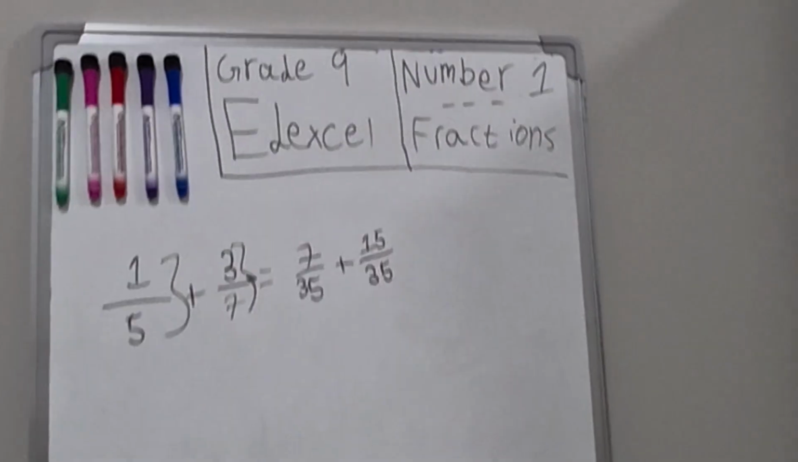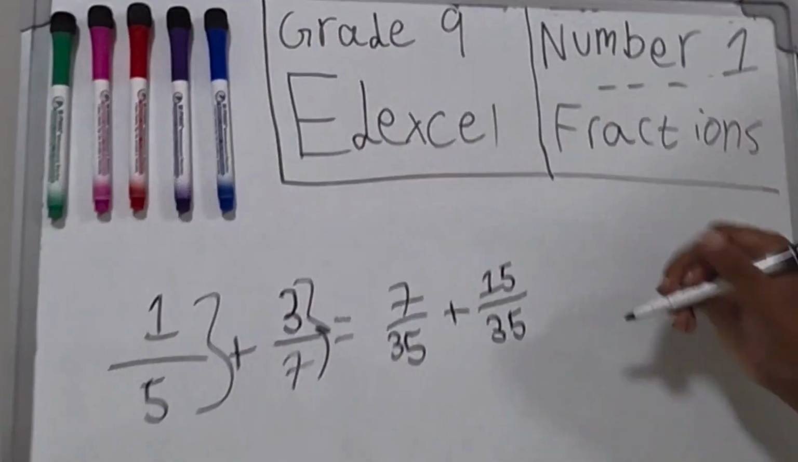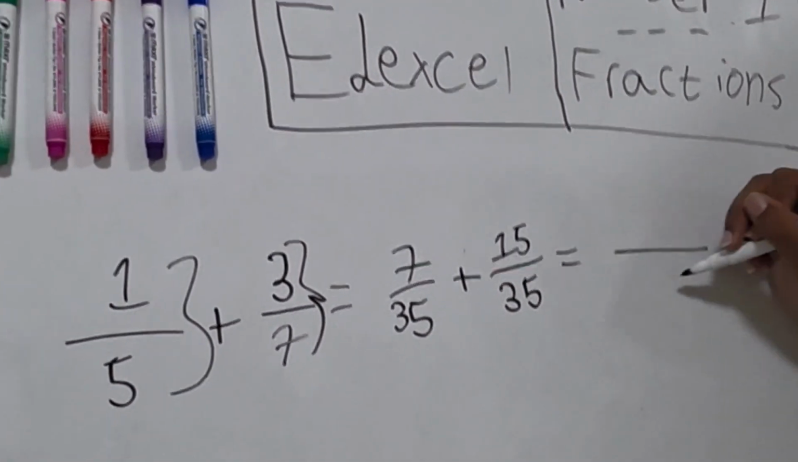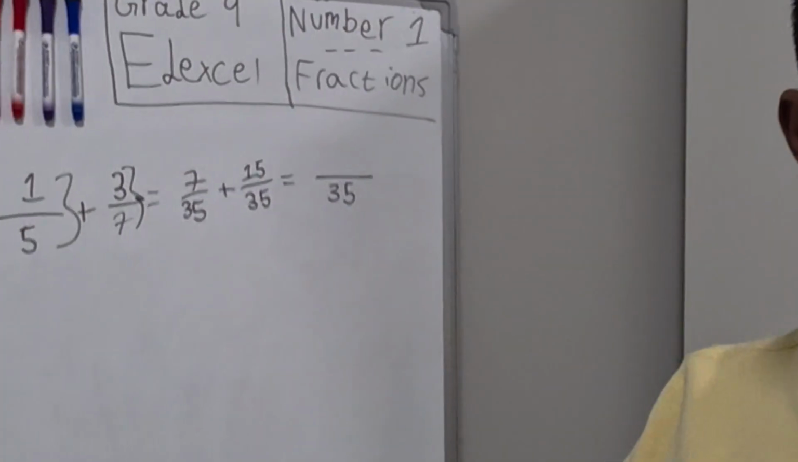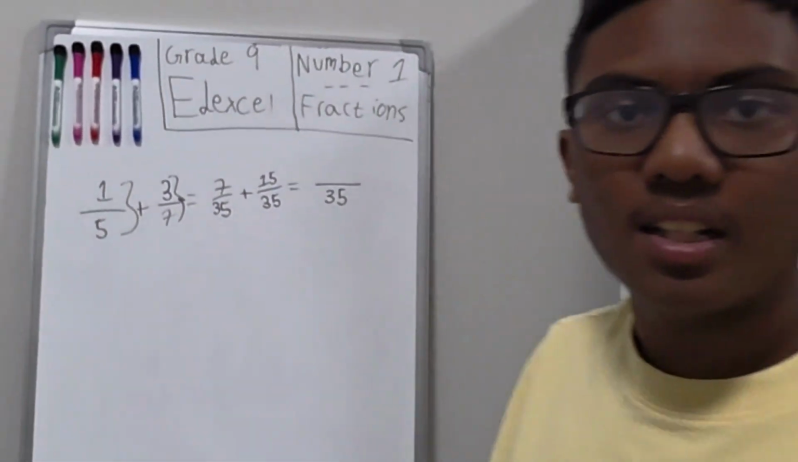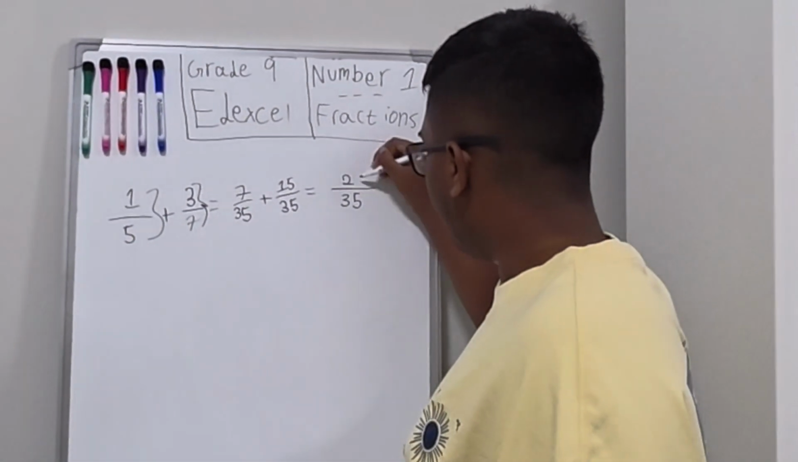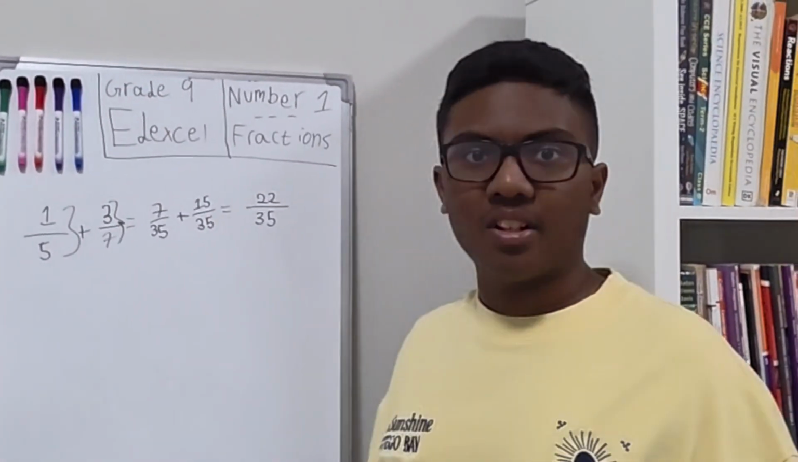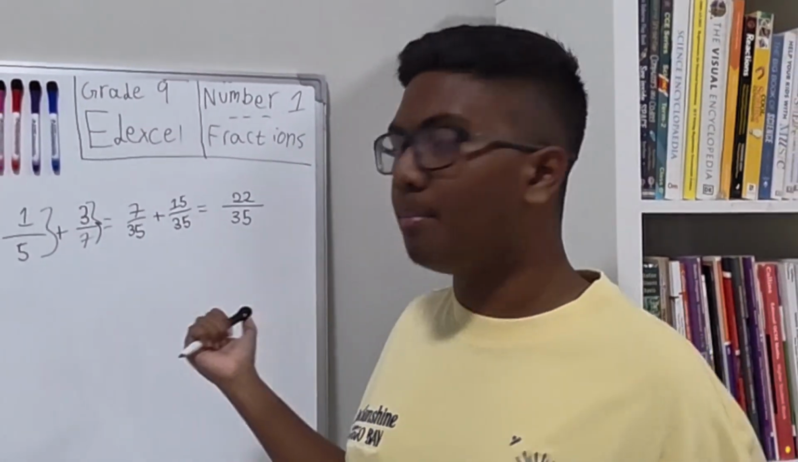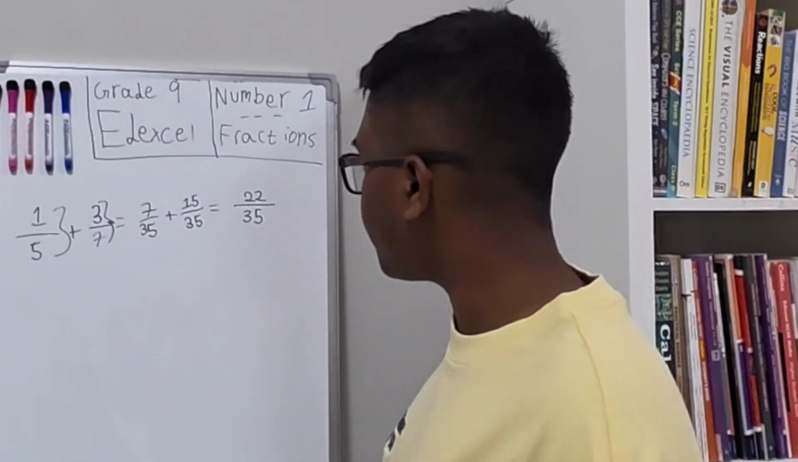Now in this case, you just need to add. Now that we have a common denominator, let's take the denominator, keep it the same, and add 7 plus 15. That's going to be 22. So now we have our answer, 22 divided by 35.